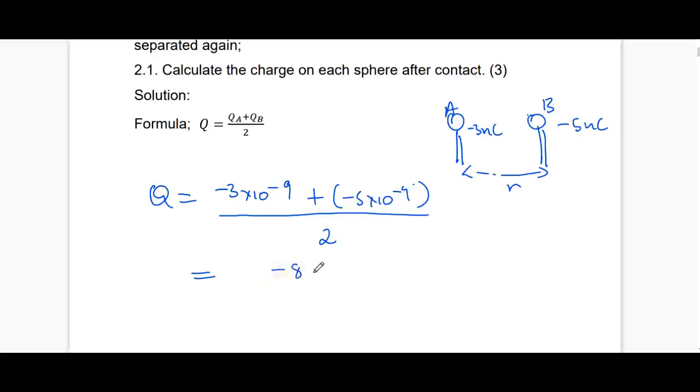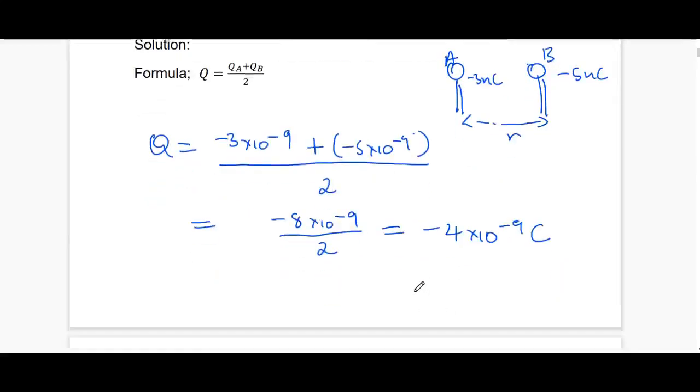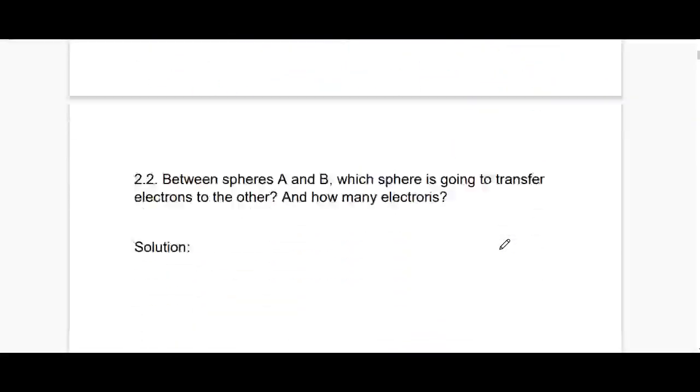So here I have -8 times 10 to the power -9 coulombs divided by 2. And then what am I getting? I'm getting that each sphere will have a charge of -4 nanocoulomb. Okay, so that is the charge on each sphere after contact.